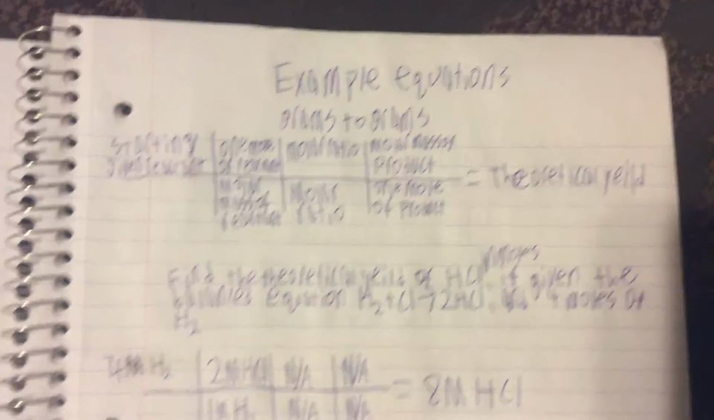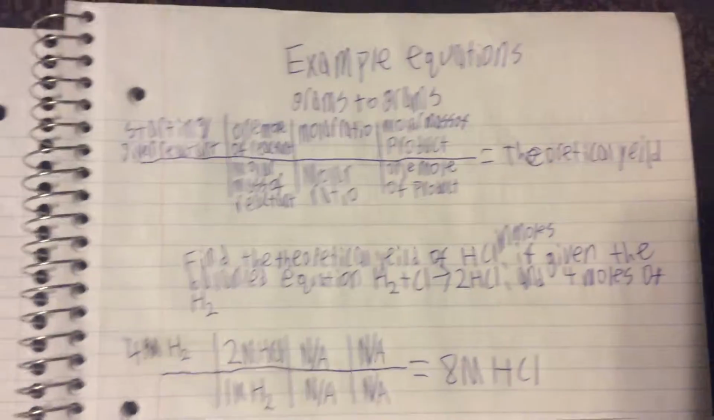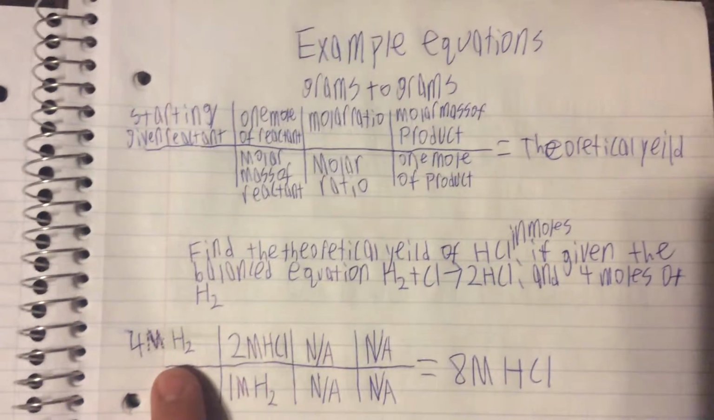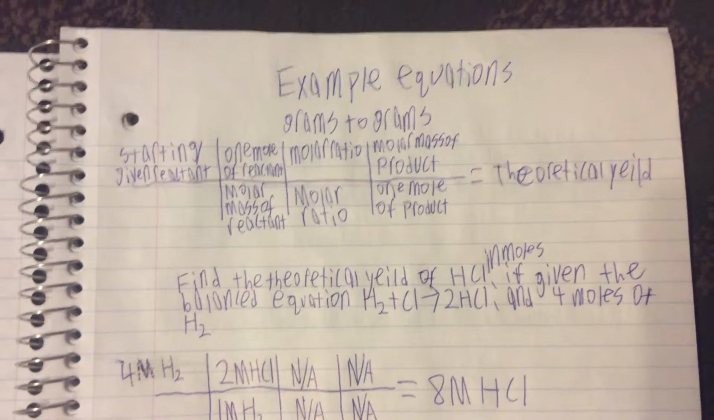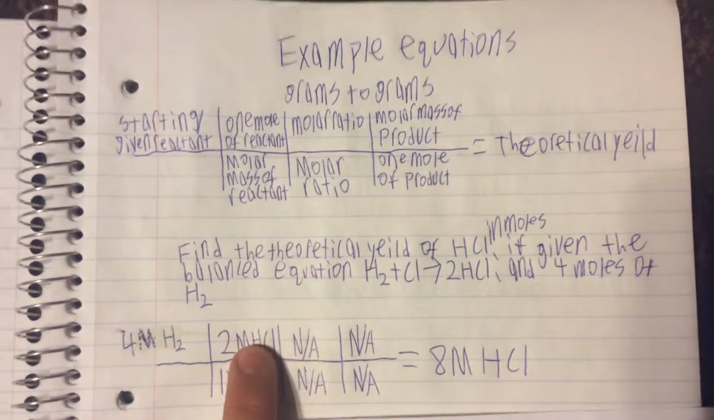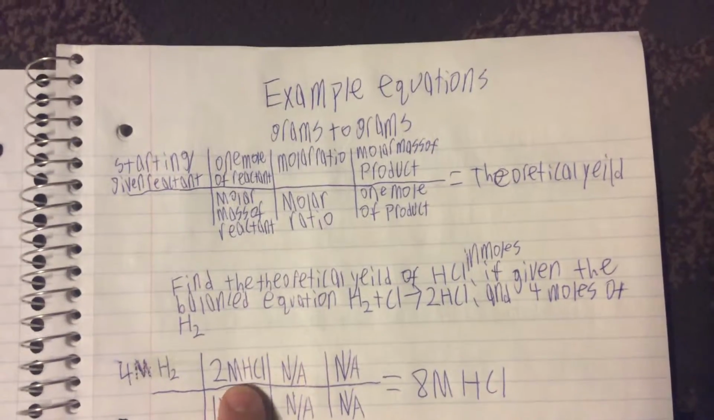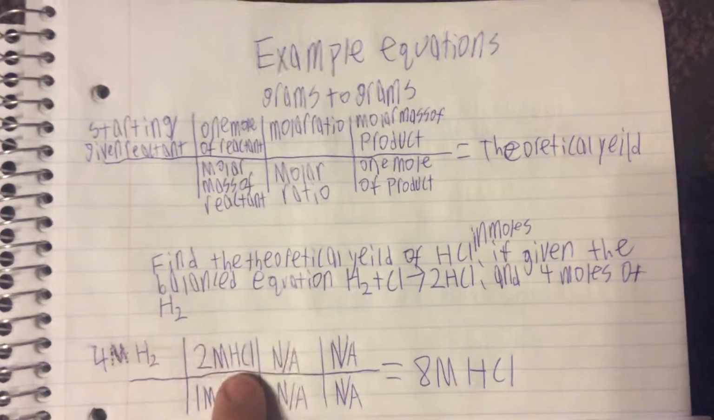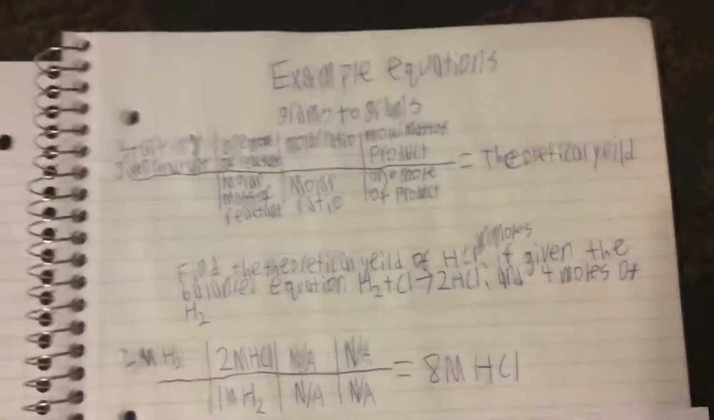And this is what you should have come up with right here. You'll have 4 moles of hydrogen gas, and then this right here is your molar ratio, 1 mole of hydrogen gas for every 2 moles of hydrochloric acid, and 4 times 2 divided by 1 is 8. And that is our first example. Let's move on to a more difficult one.